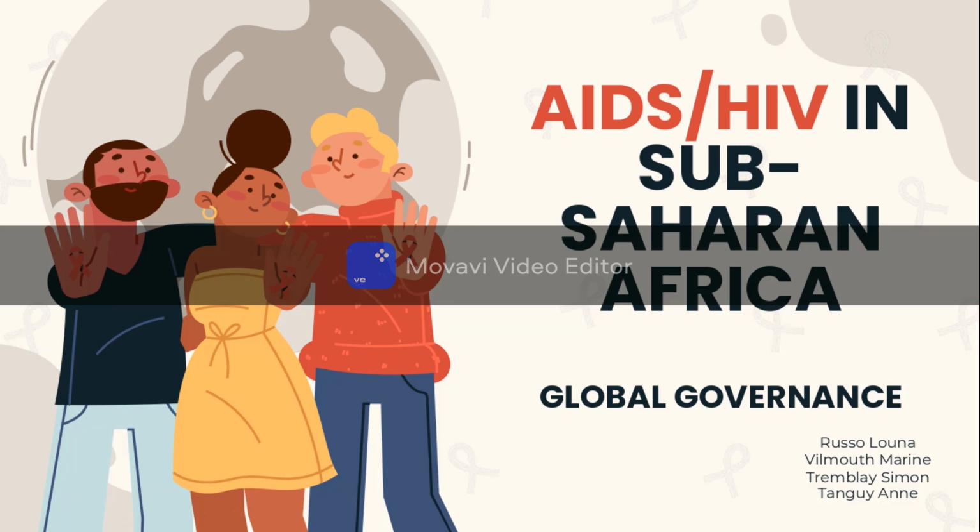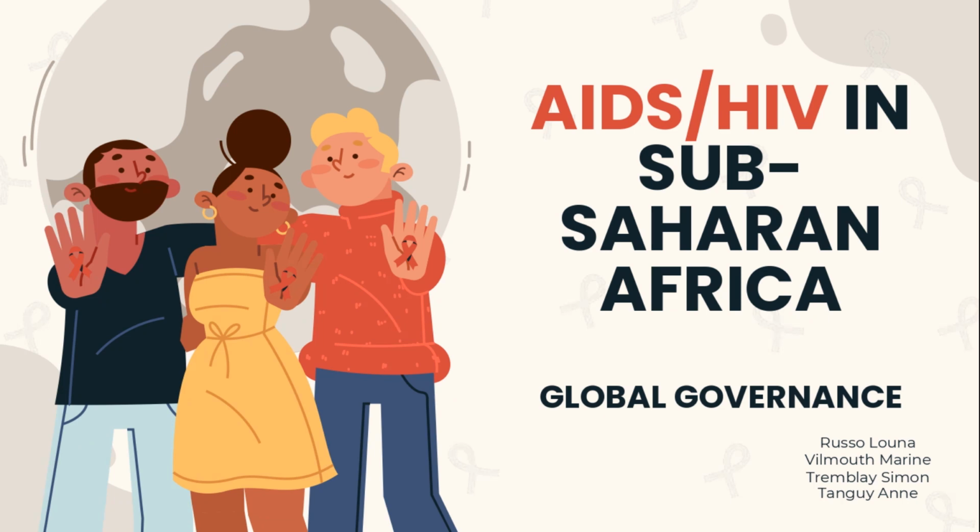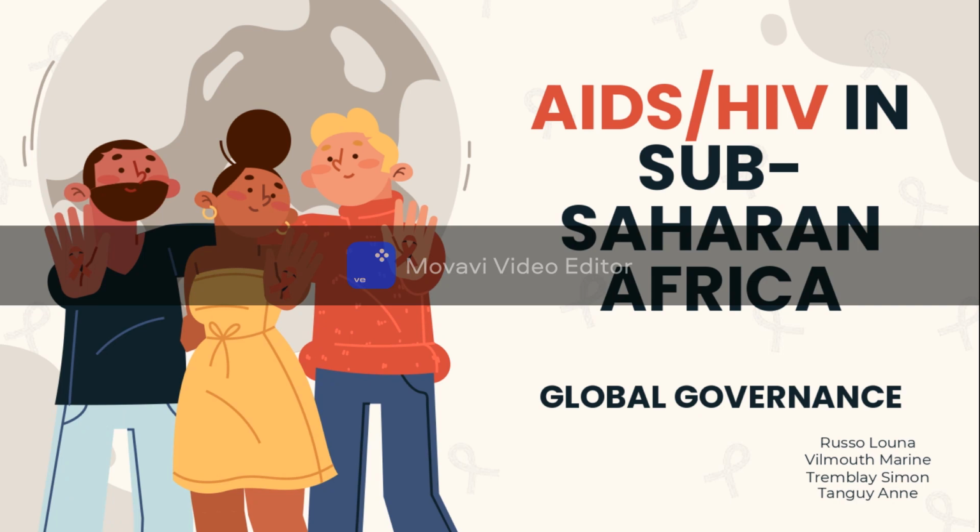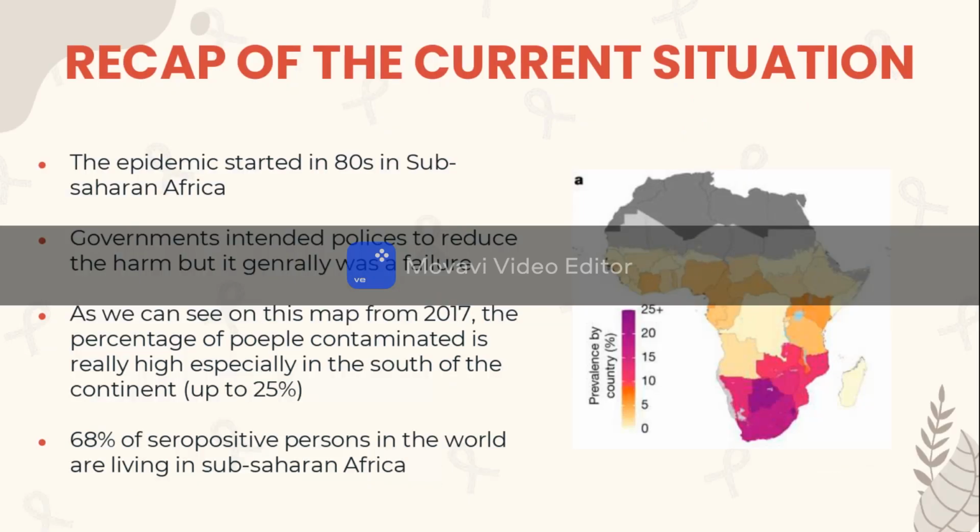Our subject is AIDS/HIV in sub-Saharan African countries. We chose this topic because it is very important, related to a serious problem, and related to what we have seen in global governance classes. Let's start with a little recap of the current situation.